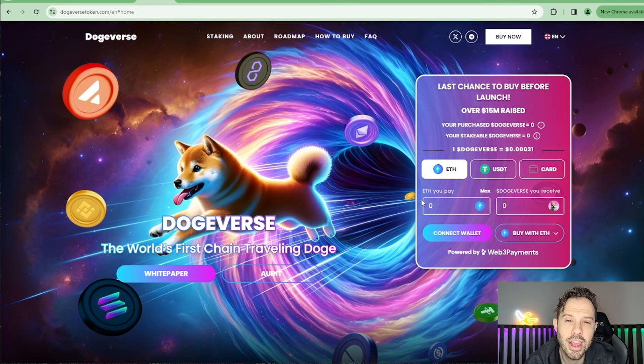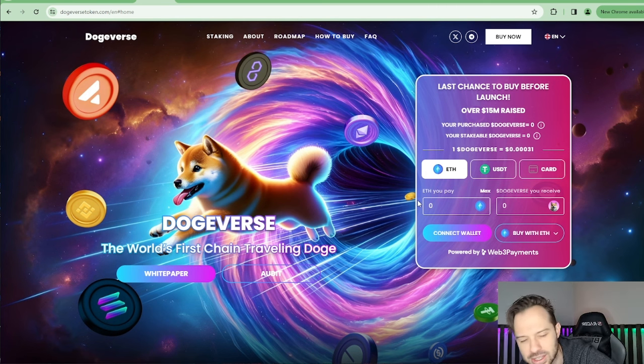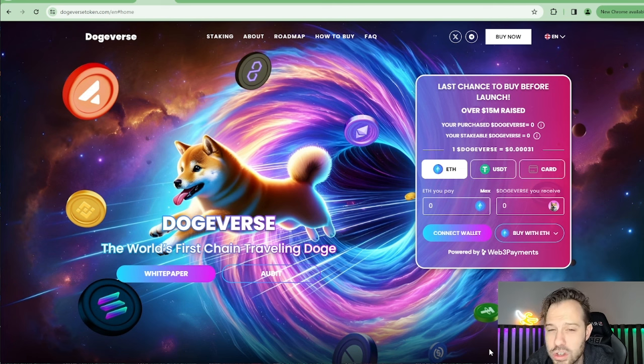Now, that's one thing that the ecosystem team never did for Shiba Inu Coin. They used the name of SHIB, sure, but they never built a single lick of utility for anything Shiba Inu Coin related. Dogeverse is launching with utility. Now, let's take a look at that utility.